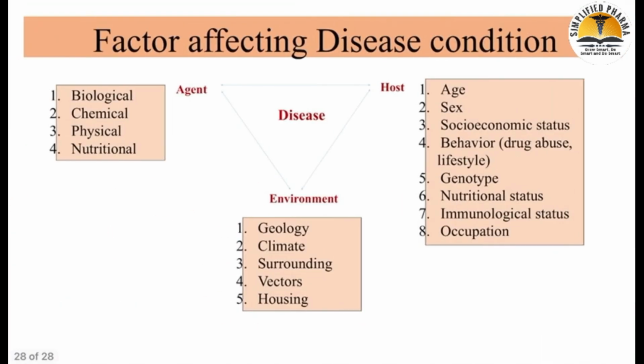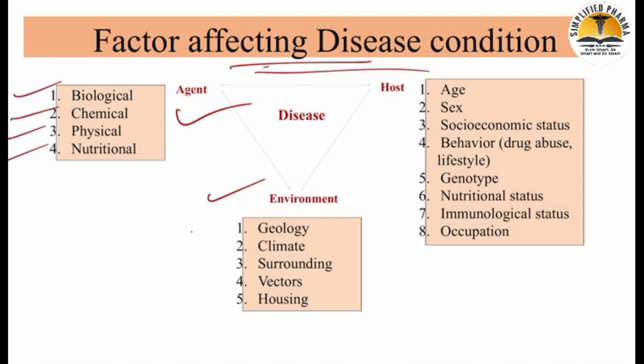Right. So, in summary, in this whole session we have talked regarding the factors that affect disease condition. In agent factors, we have included biological, chemical, physical, and nutritional factors. In environmental factors, we have included geology, climate, surrounding factors, and housing. And in host factors, we covered age, sex, socioeconomic status, behaviors like drug abuse and lifestyle, and genotype changes that can affect the disease condition.